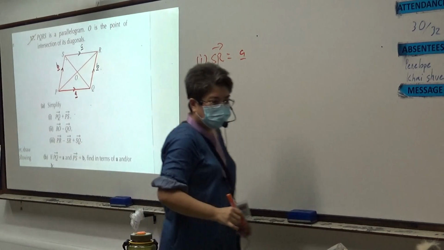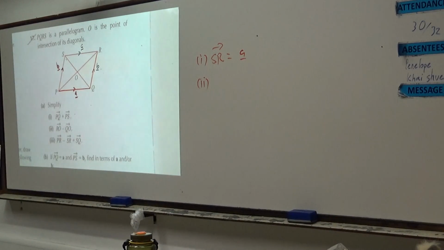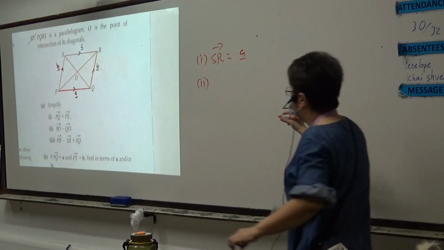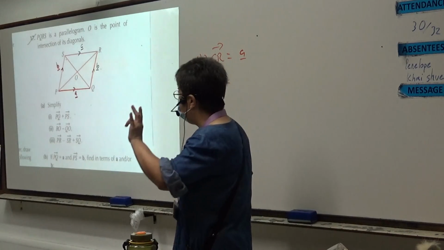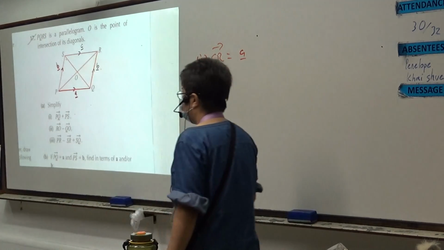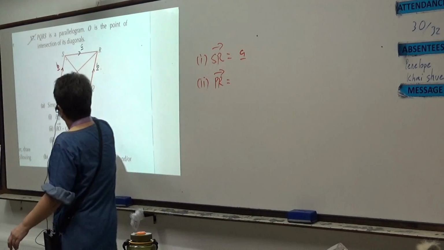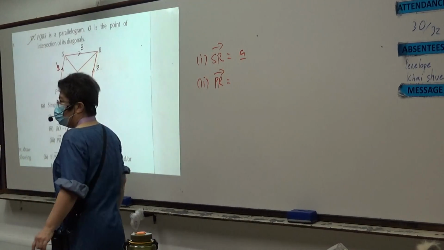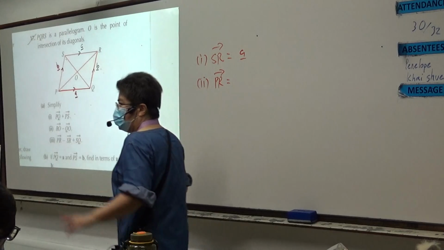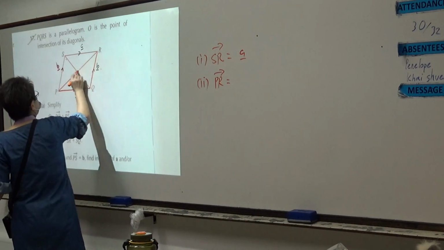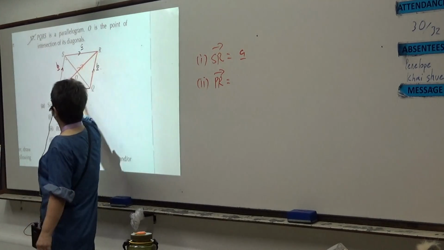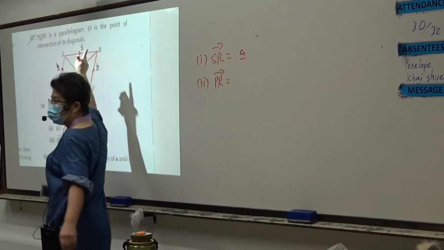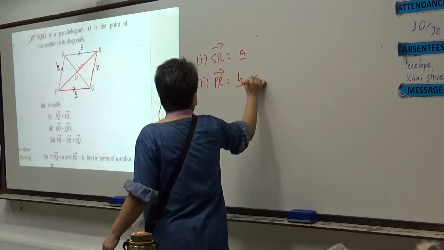Part 2. I want to use one minute to look at PR. What is it? PR is this one, right? So how? There are two ways. PR is this one, right? So it's actually A plus B, or what? B plus A also can. Can you see it? Okay?